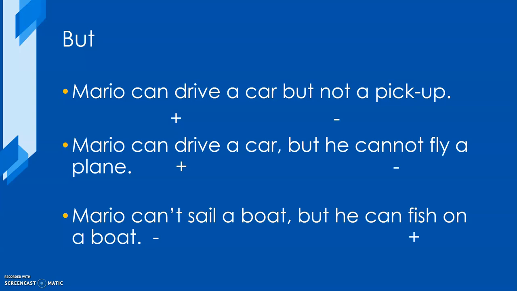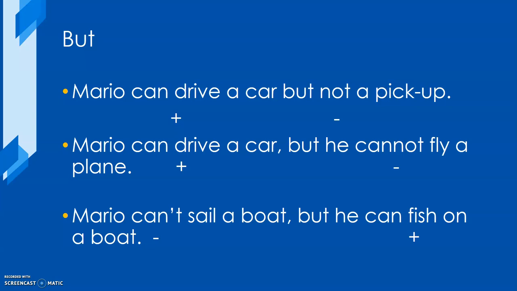In the first case, Mario can drive a car but not a pickup. We do not need a comma because we're talking about a car and a pickup. In the second sentence, we need a comma before the but because we're putting two sentences together. Mario can drive a car, comma, but he cannot fly a plane. So there are two different sentences joined by a comma and the coordinating conjunction but to show contrast.